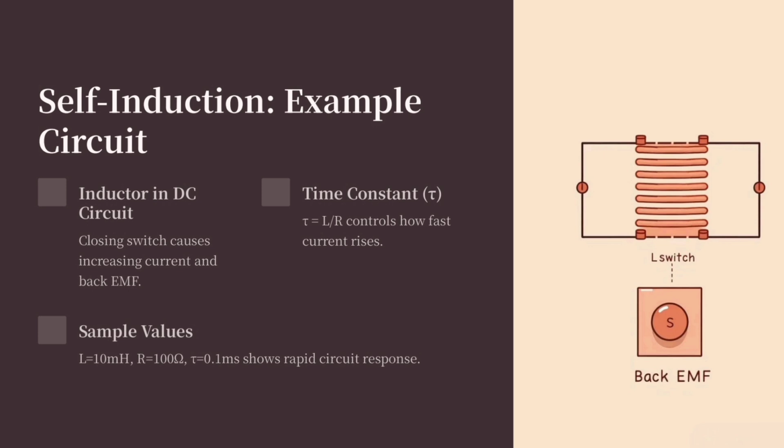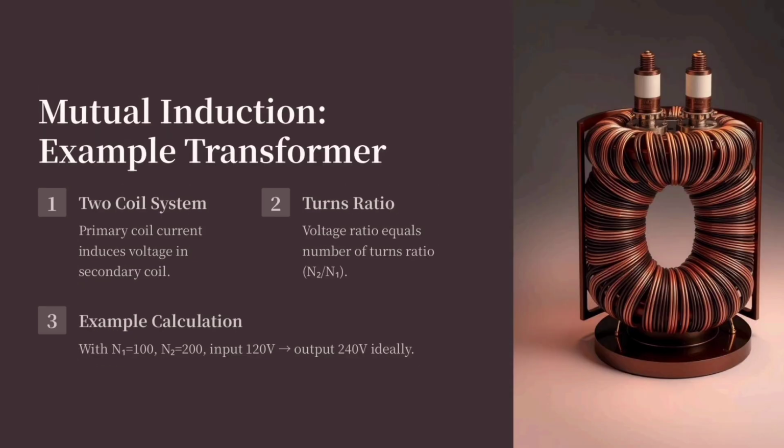slides. Mutual induction is the phenomenon where a changing current in one coil induces an EMF in a nearby coil. Changes in coil A, the changing magnetic field, link with coil B, inducing the EMF in it. This is the principle behind transformers. Mutual inductance depends on the number of turns, distance between coils, orientation and the core material.